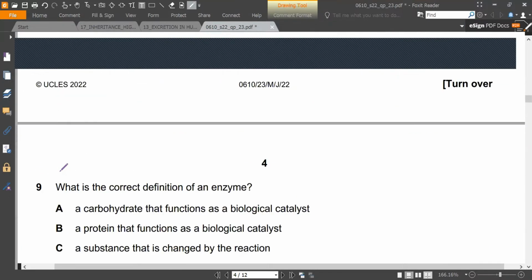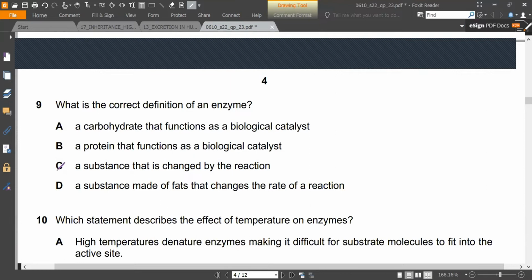Correct definition of enzyme. So this one should be straightforward, right? It is a protein, not a carbohydrate. It is a protein that functions as a biological catalyst. So it is a catalyst that works in living organisms. We have catalysts in chemical reactions, and we also have catalysts in living things. So enzyme is the catalyst that works in living things.